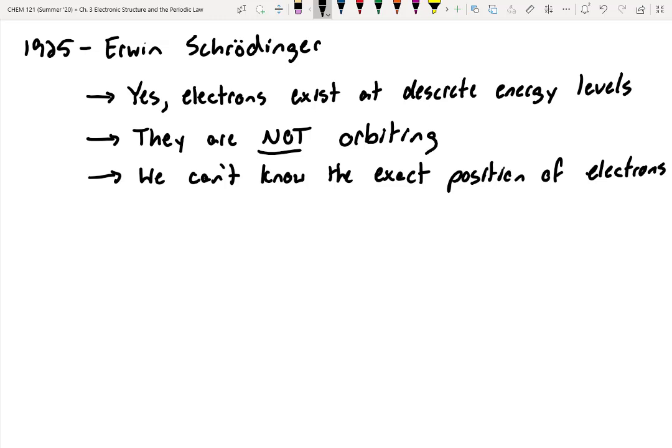All right, so I did want to really emphasize this idea that Schrodinger came out and said they're not orbiting, but the word orbit you'll see a lot in terms of orbitals, and that's really just a throwback to Niels Bohr. So even though we're not talking about orbiting like planets, that root of orbit still shows up as a prefix in some of the other words that we use later on.